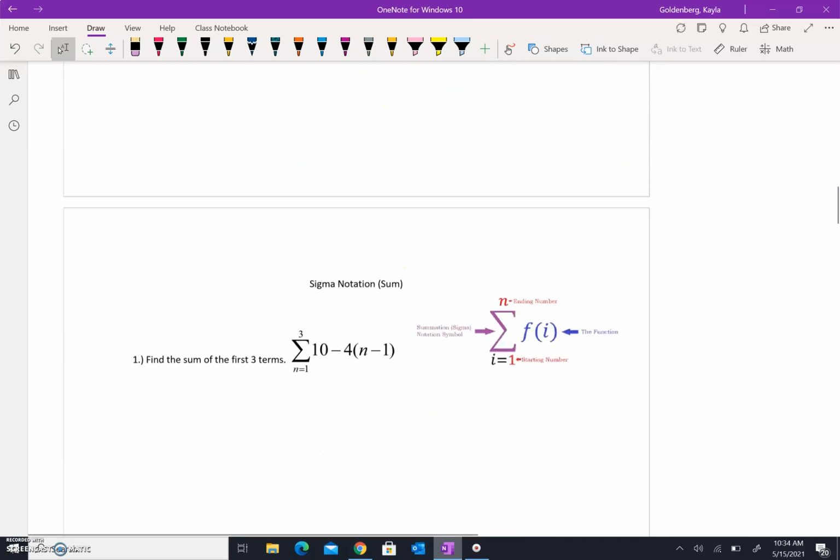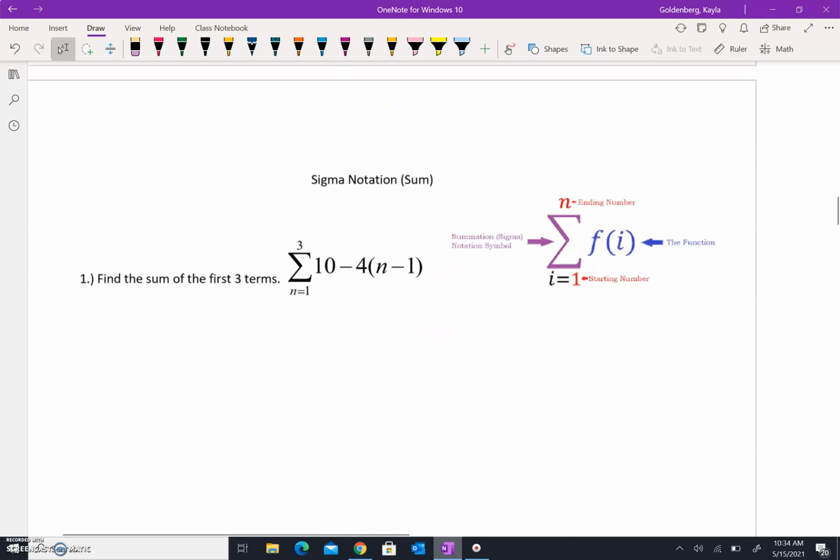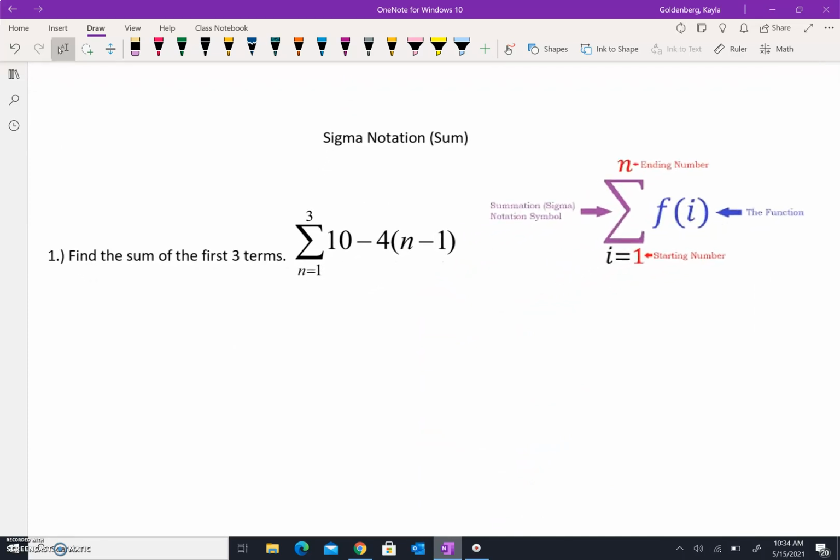Now here's what we're going to do. We're going to do some sums. This is what's called sigma notation. I think of sigma for sum. It's just a mathematical shorthand that says what we want in a little bit of a summarized manner. So here's how you read it. I've got a little example over here.